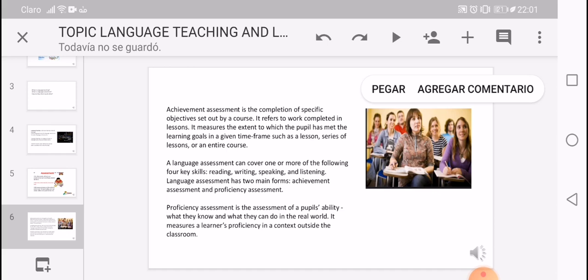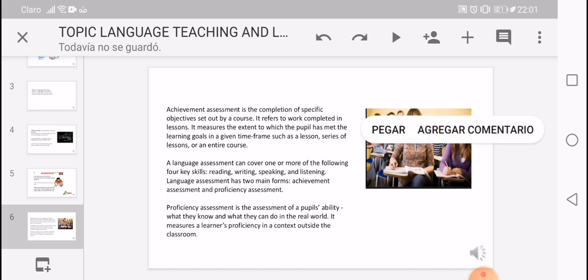In language assessment, the aim is to collect information from the student's learning process. This is the main difference: how we can see the language teaching or language assessment, and what the purpose is of setting any activity during a student's learning process.